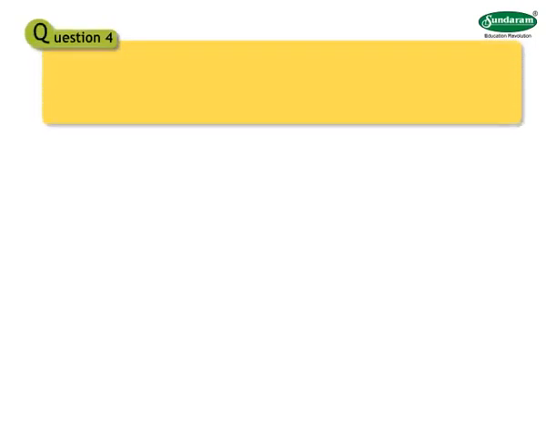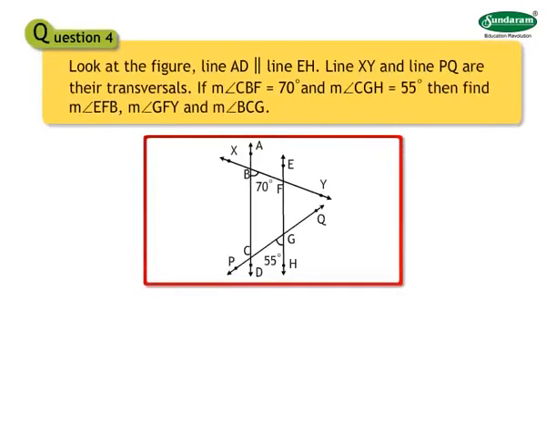Question 4. Look at the figure. Line AD is parallel to line EH. Line XY and line PQ are their transversals. If measure of angle CBF is equal to 70 degrees and measure of angle CGH is equal to 55 degrees, then find measure of angle EFB, measure of angle GFY, and measure of angle BCG.